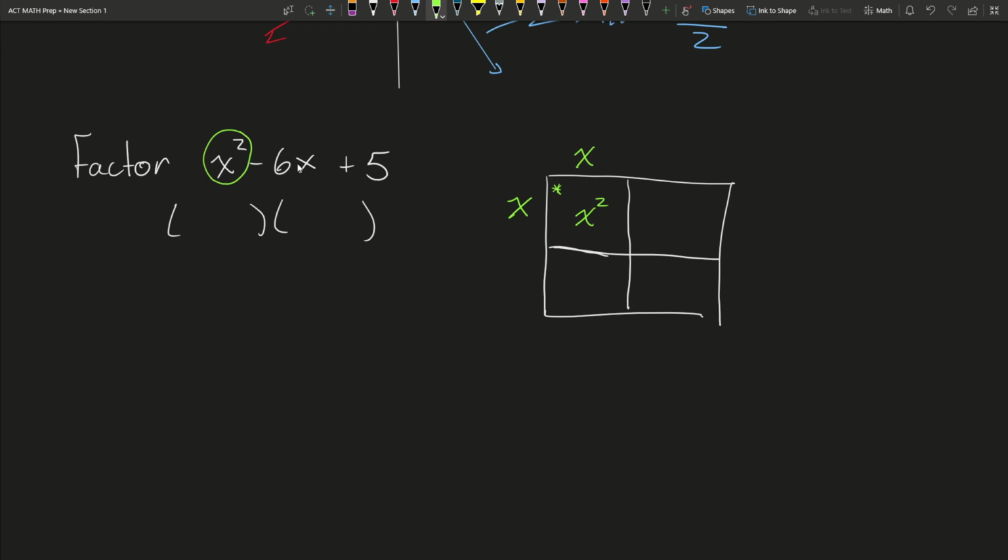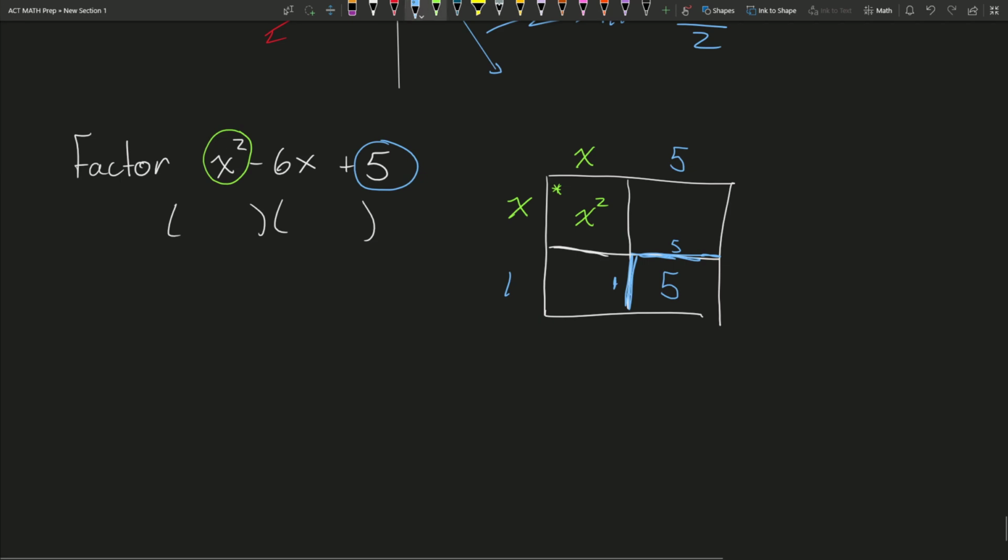Then we find the bottom right, which will always be this guy right here. So what times what is 5? Yeah, it's 1 and 5, right? So let's put 1 there. Let's put 5 there. And then this length is 1. This width is 5. 1 times 5 is 5. All right? Then we fill in the rest, right?